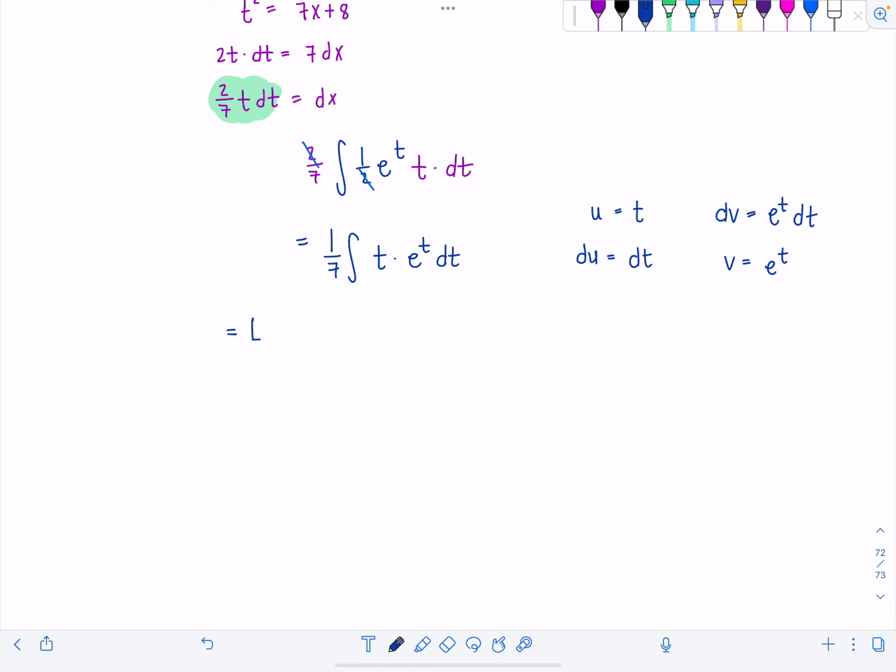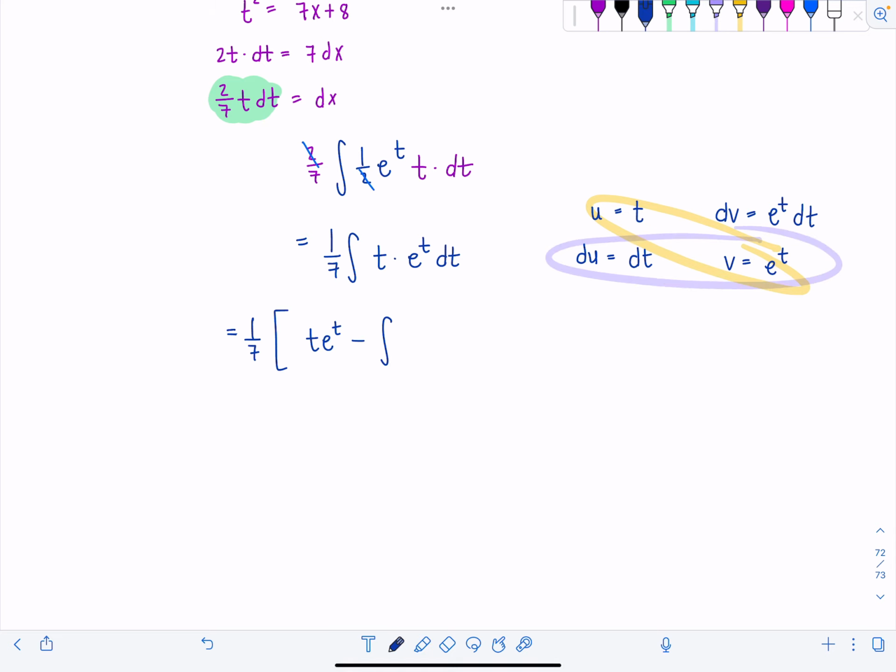Alrighty, so now we have 1/7 uv, so that's t e to the t, minus integral v du, which is e to the t dt. Oh my goodness, that one we know, no big deal. Antiderivative of e to the t is probably one of my favorites. It's just e to the t. And then don't forget plus c. It must be there immediately. And then I think we're pretty much done.